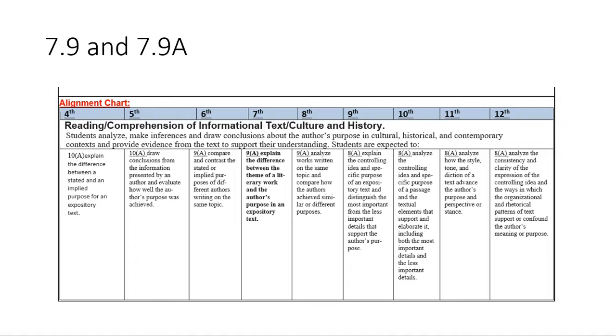The standard says explain the difference between the theme of a literary work and the author's purpose in an expository text. This deals with two different types of text. Theme is geared to literary text, while author's purpose is geared to expository text. It is important that students make this distinction and can determine the difference. They need to be able to explain what a theme is, as well as explain how a theme is different than a purpose.